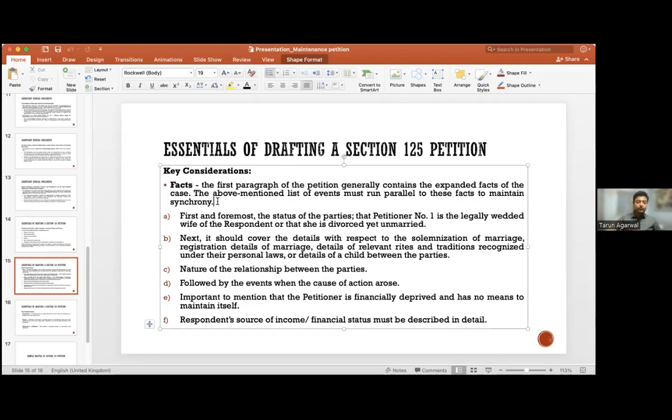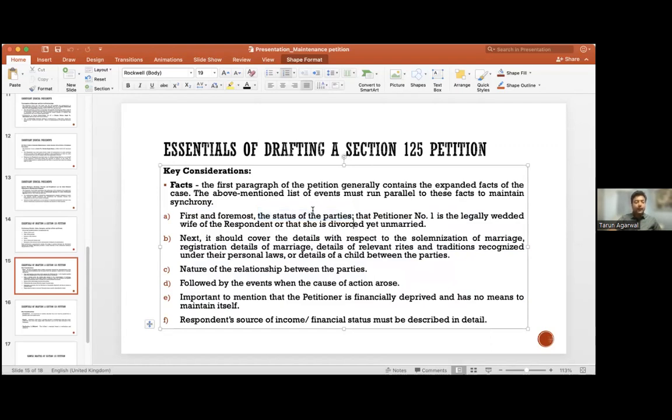So therefore, broadly in a 125 petition, first and foremost, you need to mention the status of the parties, the relationship of the parties. For example, who is filing this? Your wife, or you are the child, or you are the parent. So you need to mention the status.